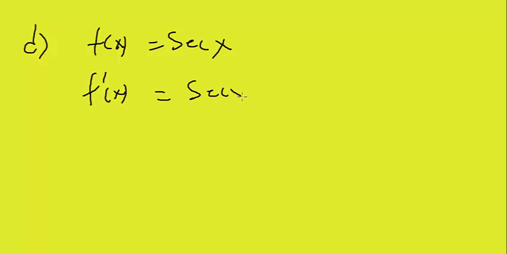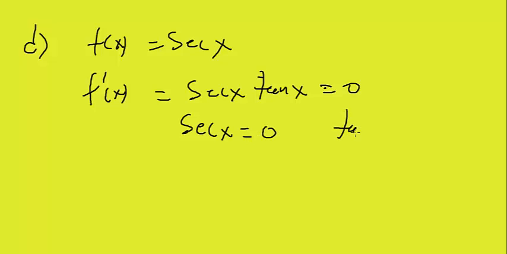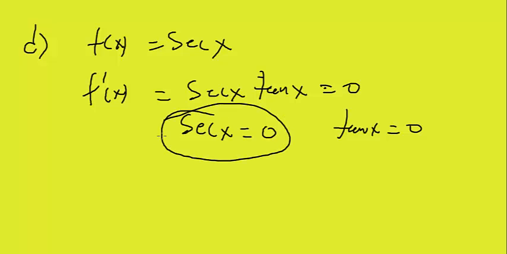D, f of x is equal to secant of x. What's f prime of x? Secant x tan x. And we're going to set that equal to 0. So we get secant x equal to 0, or tangent of x equal to 0. When is secant x ever equal to 0? We just did that, never. Secant x looks like this, right? When does that cross the x-axis? Never. When is tan x equal to 0?